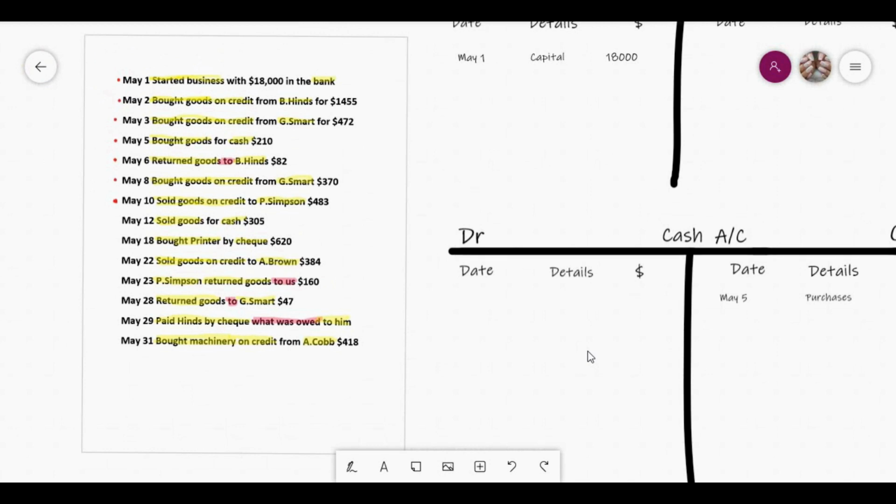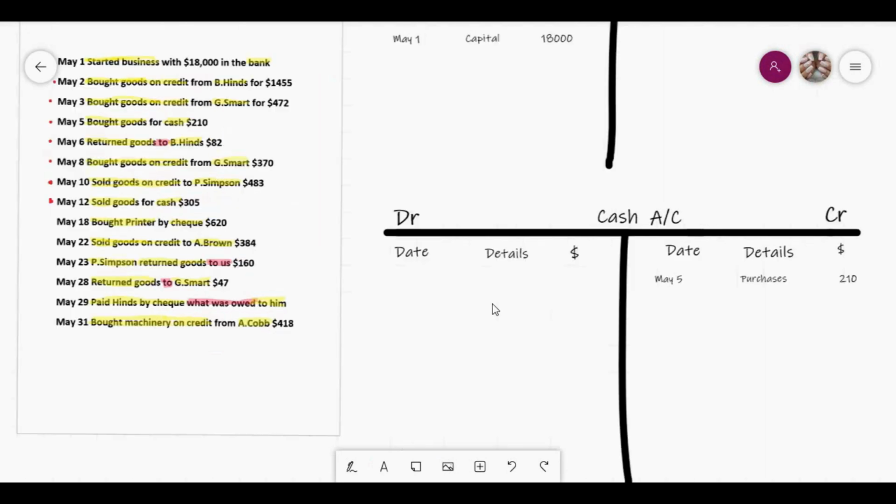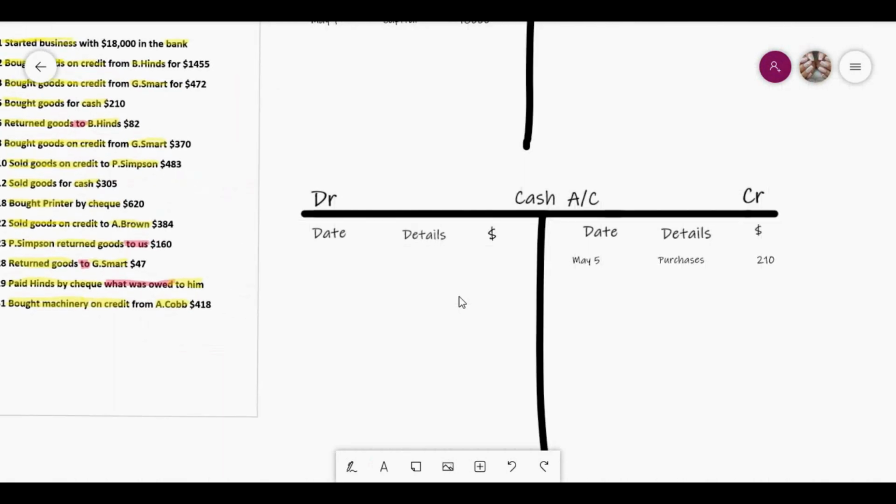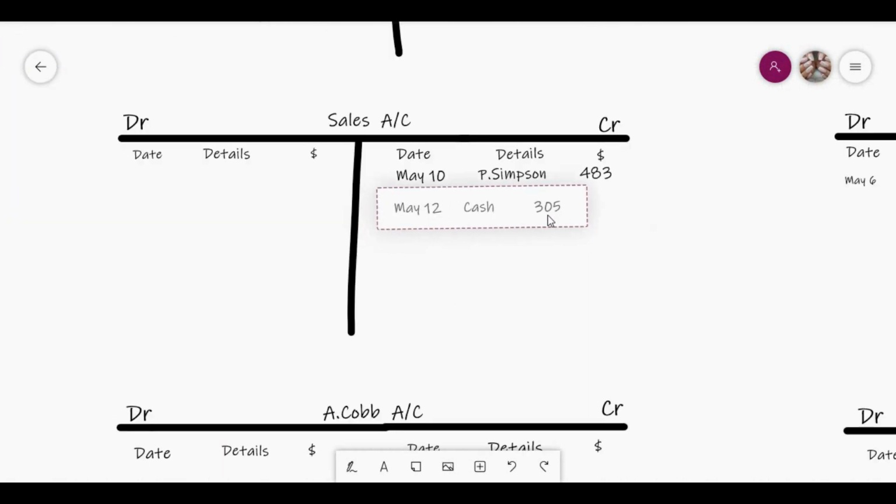On May 12, sold goods for cash, $305. This will affect the cash account and the sales account. It is going to be debited under cash because we are receiving money for goods that we sold. Sales is always credited.